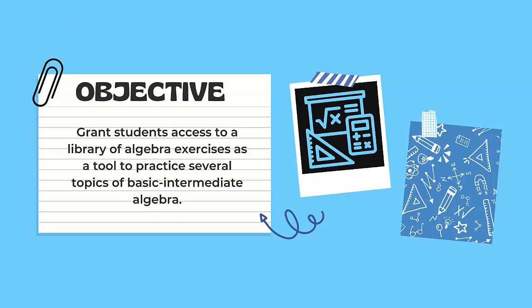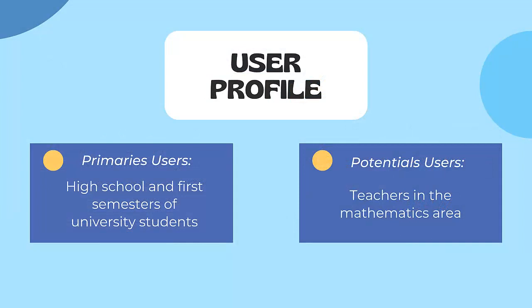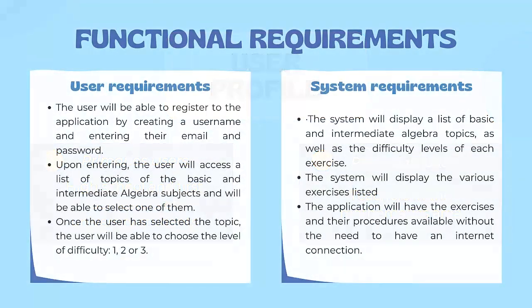Algebraintor is an app that aims to provide students with algebra exercises at different levels, through an intuitive application in which users can quickly and easily find all the exercises they want to solve to practice. The primary users of the application will be high school students and students in the first semester of university, who take the subject of algebra since they are the ones who most often consult information of this type.